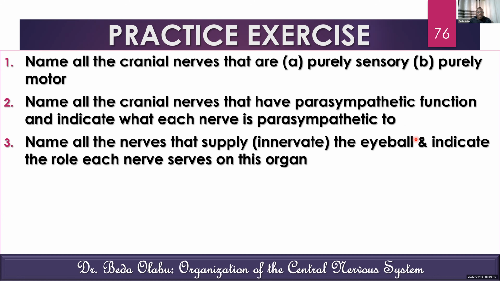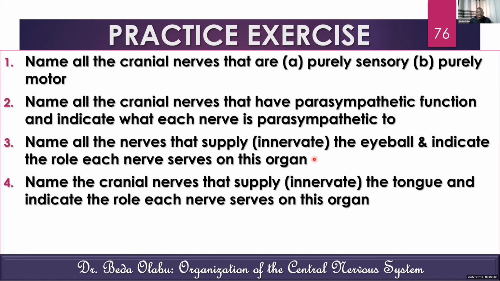The other question is, are you able to name the nerves that go to the eye? There are really many, we mentioned many of them. Are you able to name the nerves that go to the eye? And if you're able to, can you also give the function of each nerve? The same thing you do for the eye, can we do it for the tongue as well? The nerves which go to the tongue are many again, and you should be able to tell the functions of each.